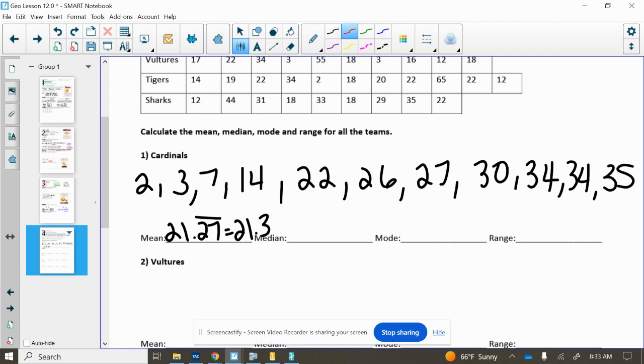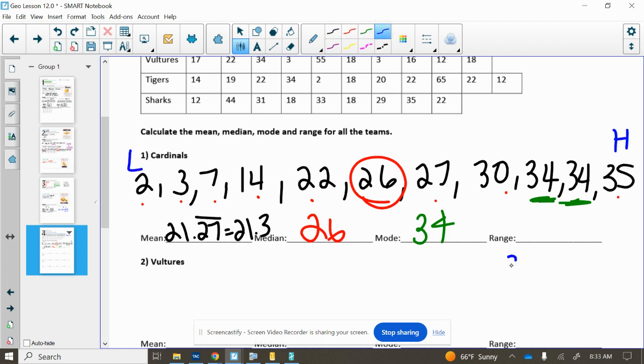Our median is again our number in the middle. So we have the highest, next beyond that, and then we have these, so that we end up with a number in the middle here of 26 for our median. The mode is then the number we see used the most. So we only have one repeating number here, and that is 34. And last but not least, what is our range? Well, again, our highest here is 35, lowest is 2. So 35 minus 2 is 33.